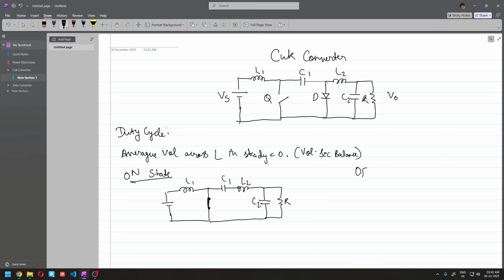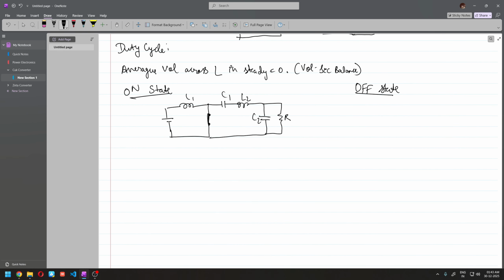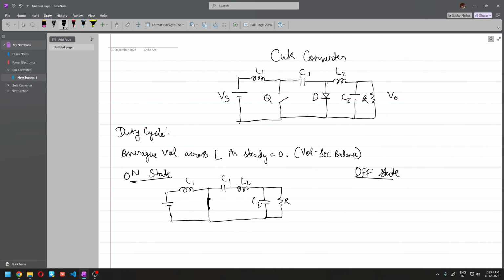And in the off state, I could write that circuit after this, or we could do it right now itself. Yeah, we can just do it now. So in the off state, the switch is open here, so now the circuit becomes like this. We have the inductor, and the capacitor is in series with it, as well as in series with this inductor and capacitor here.